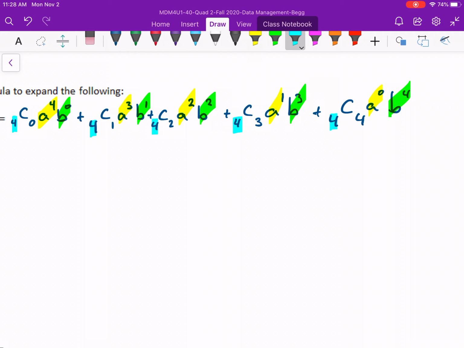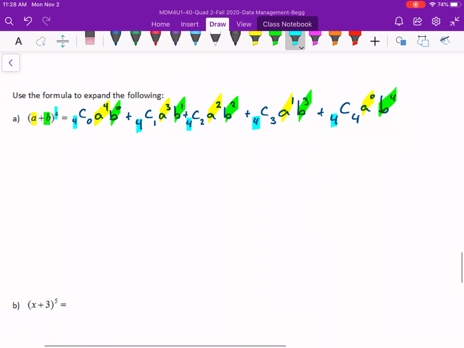Notice how, when you look at the exponents on the A and the B, they are always adding up to 4. If I add those two numbers together that I circled in red, they always add to 4. The reason they always add to 4 is because 4 was my original exponent. So they're always going to add to the original exponent.